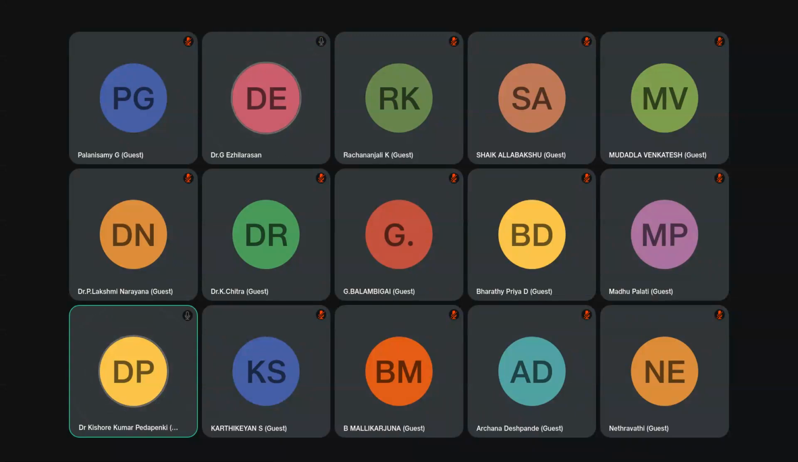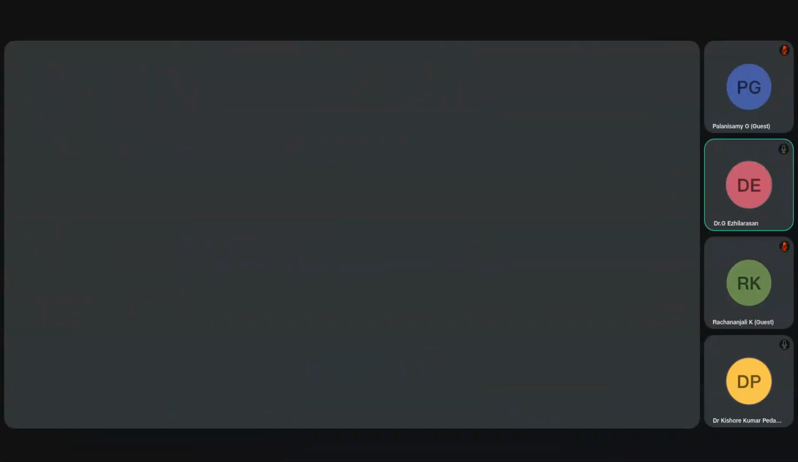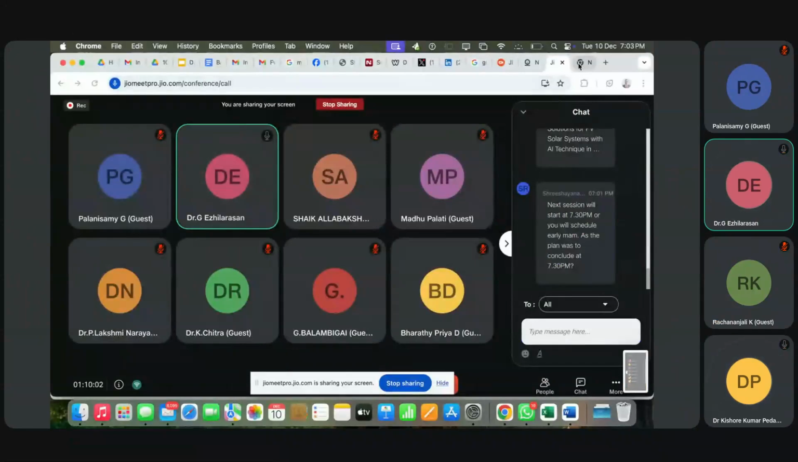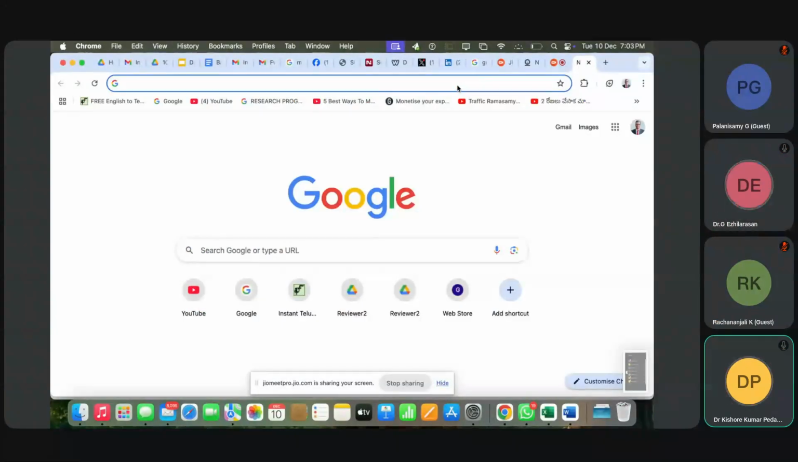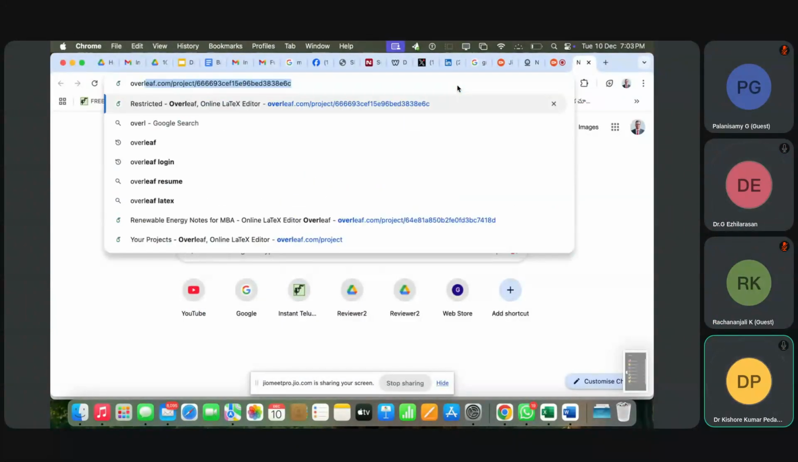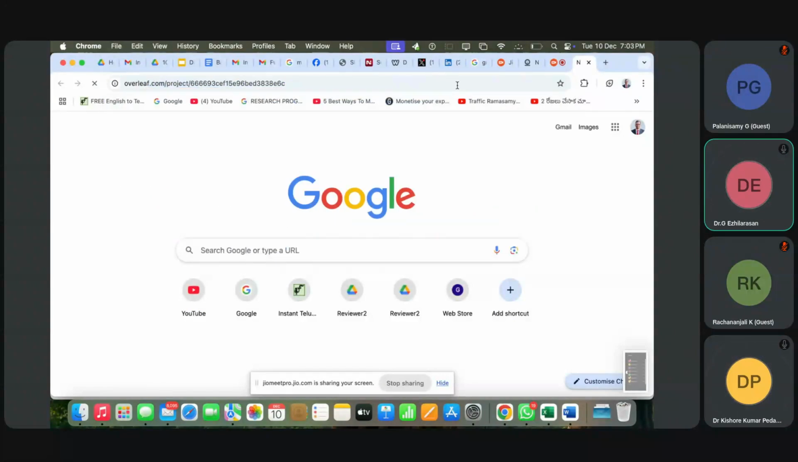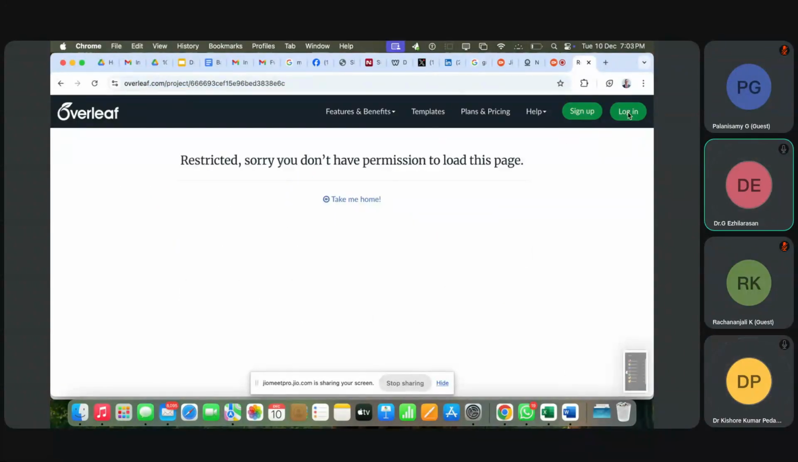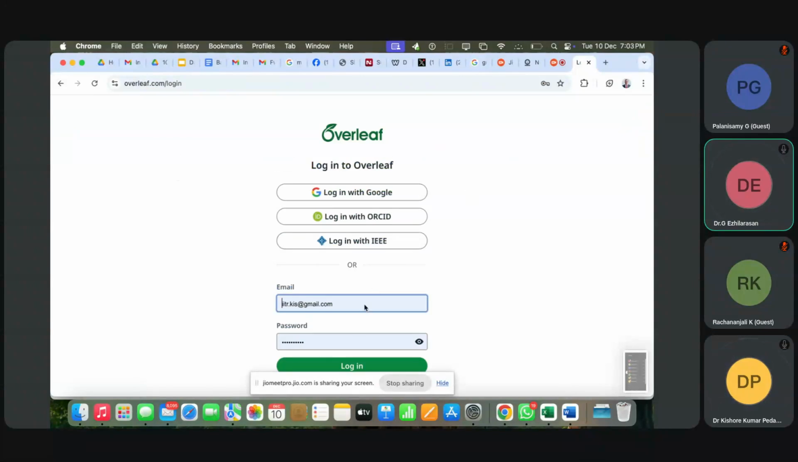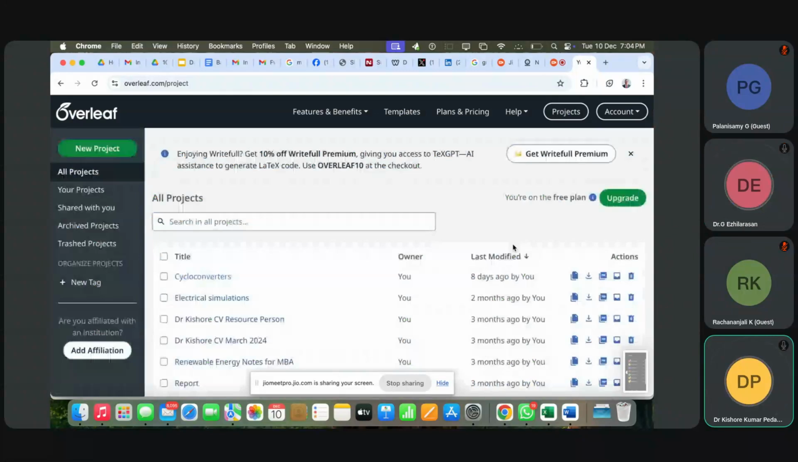So I am sharing my entire screen. All of you kindly see here. Sweta madam, is it visible? Yes, sir. Overleaf is one of the best softwares for LaTeX.